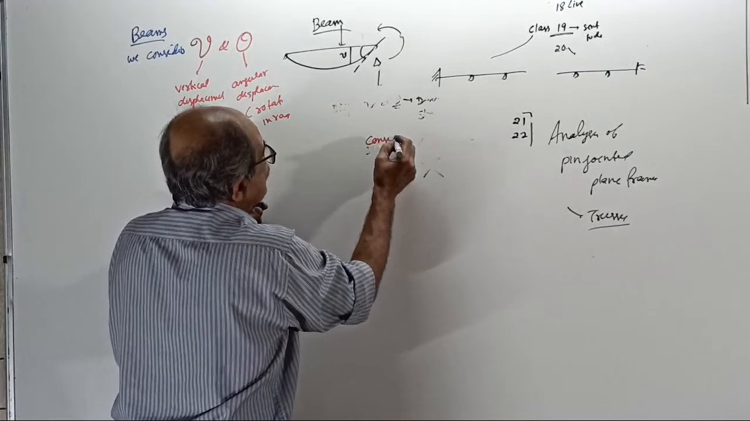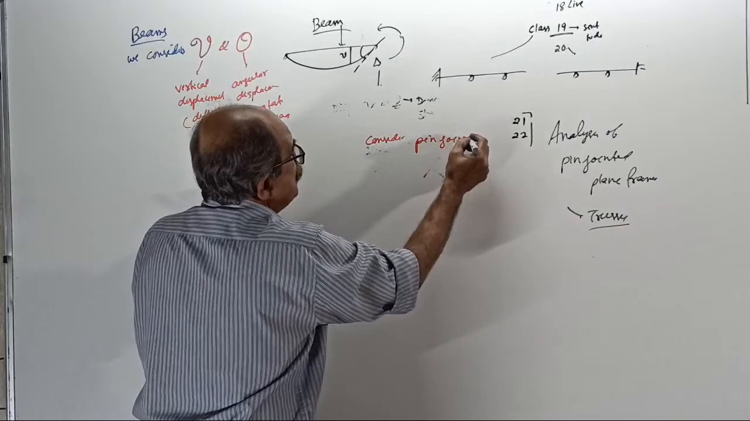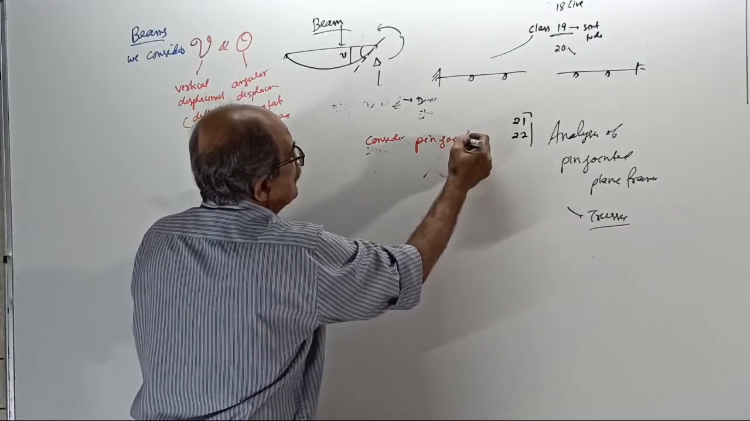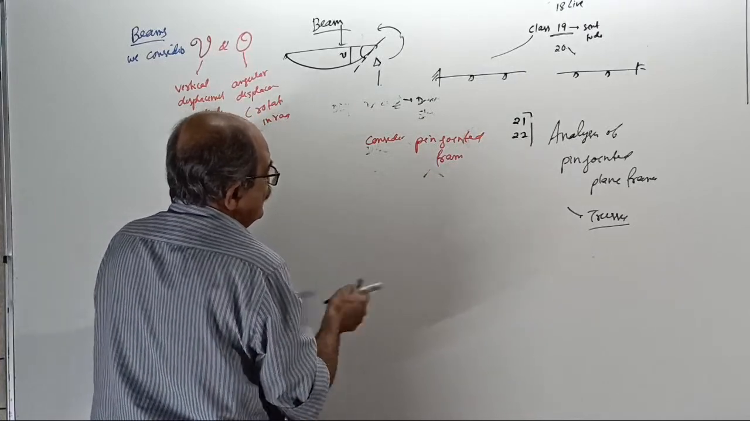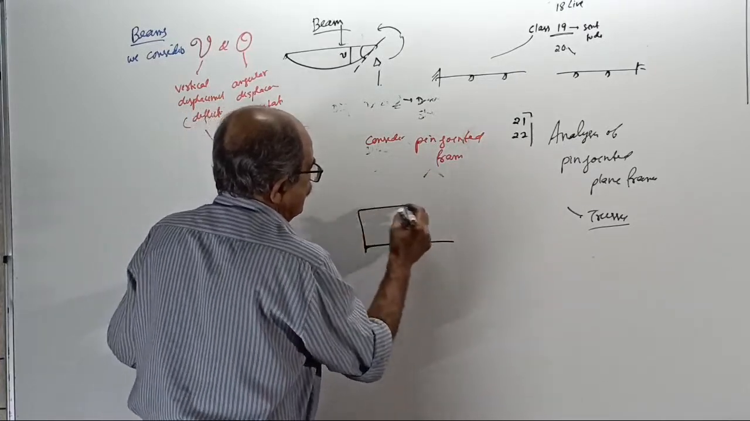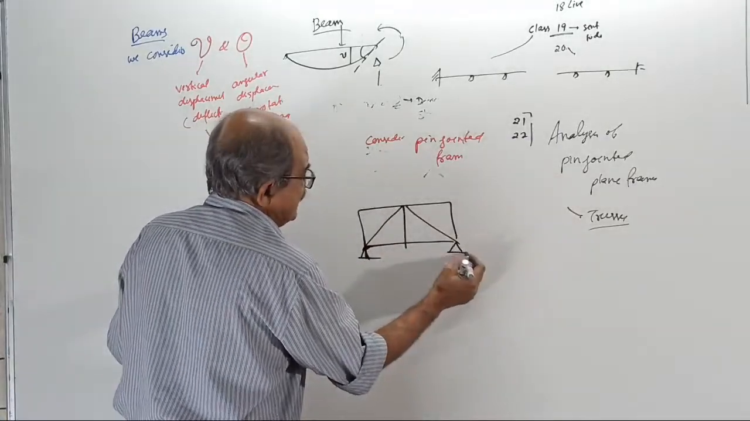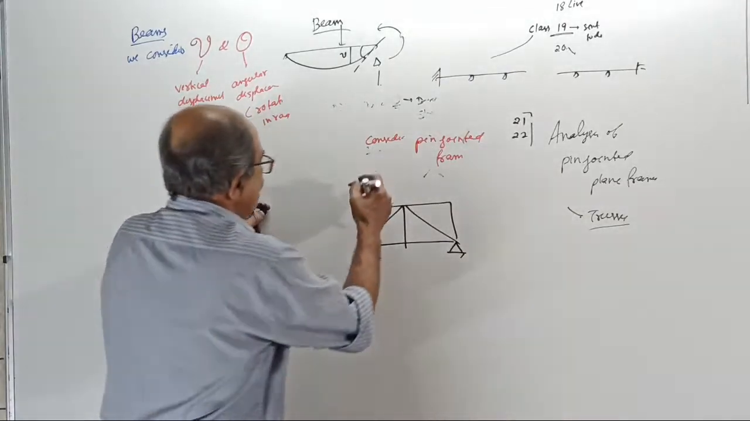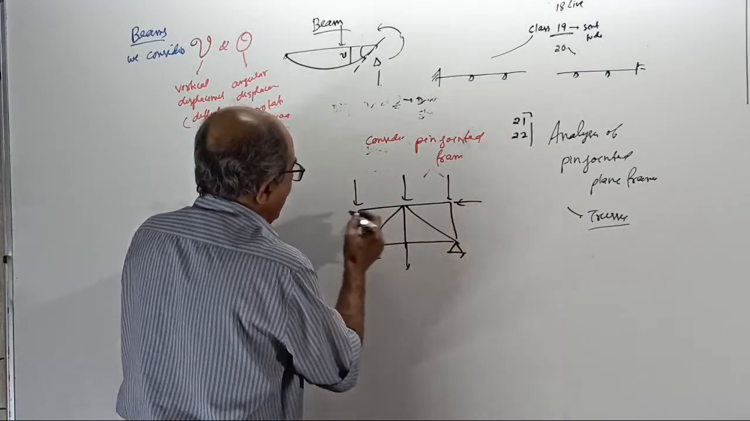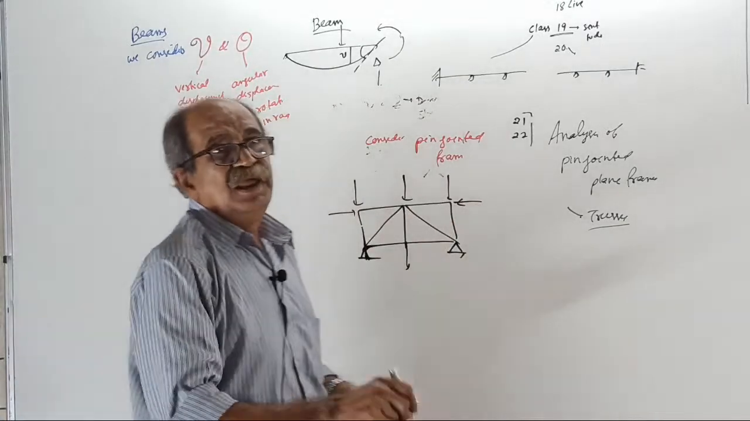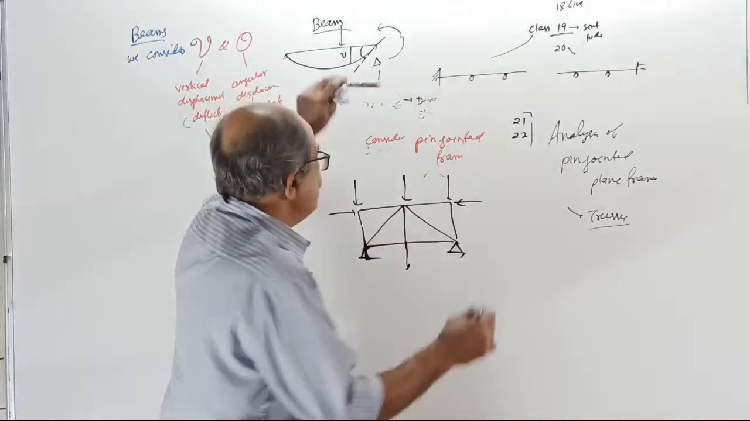Consider pin-jointed frames. Pin-jointed plane frames, like this. Pin joints, roof truss or bridge truss, etc. This way. Here, loads are acting. Some loads are acting here. Even a horizontal load may be there. Here, in a pin-jointed frame, there are all members.